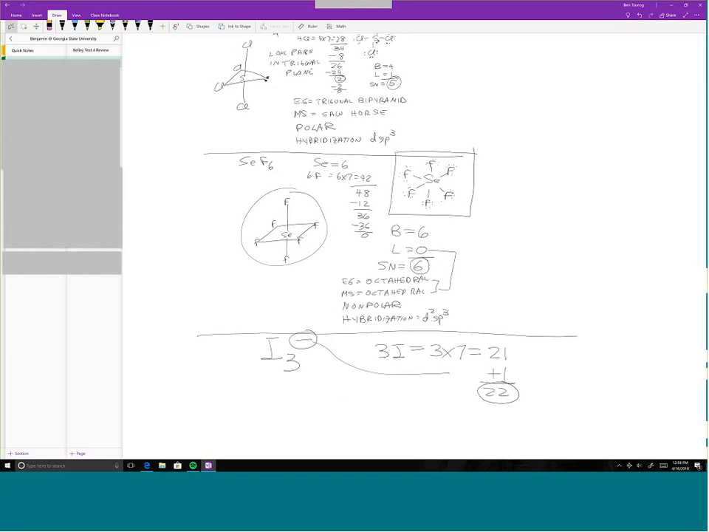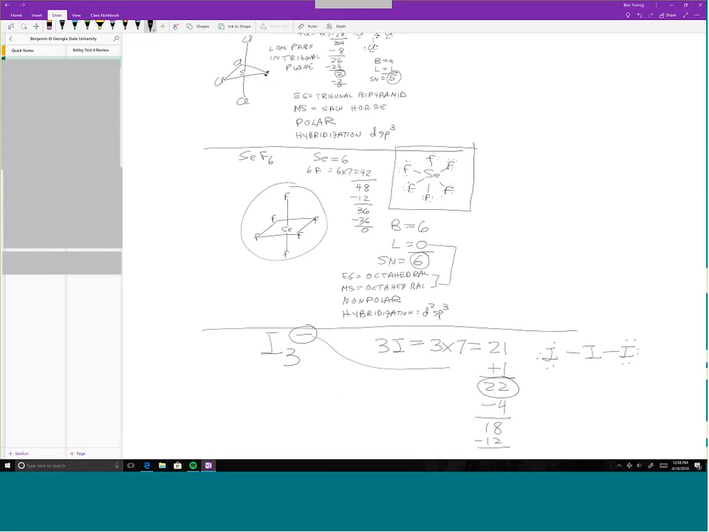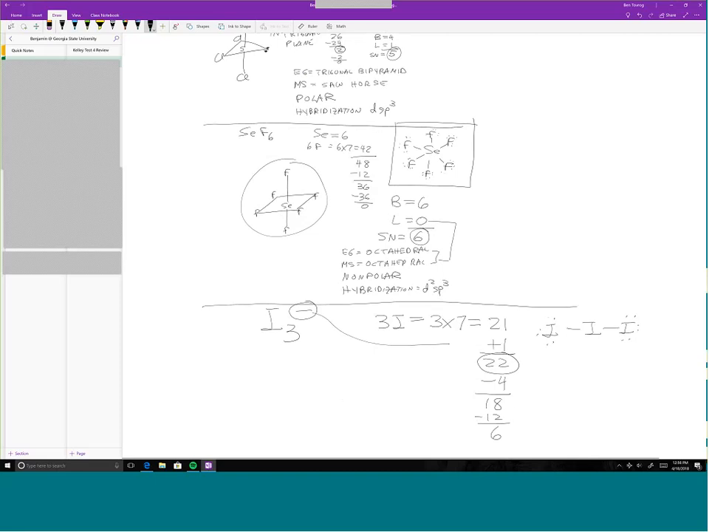Okay, let's go and build our structure. We're going to put an iodine in the center and other iodines on the outside. So we have 2 bonds, so that's going to be 4 electrons. We have 18 left to place. So we have 1, 2, 3, 4, 5, 6, and 1, 2, 3, 4, 5, 6. We have 6 electrons left over. Our rule is that those leftover electrons get put on the center atom.